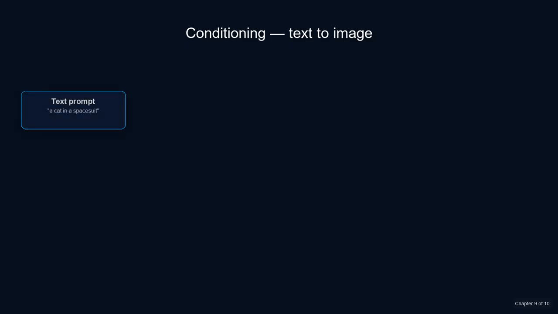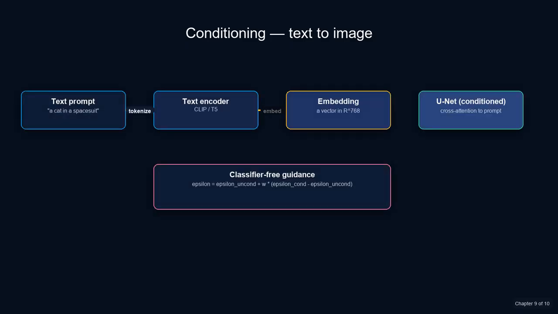To control what gets generated, the U-net accepts an extra signal. A text prompt runs through an encoder like CLIP, becomes a 768-dimensional embedding, and steers every denoising step via cross-attention. Classifier-free guidance runs the U-net twice, once with a prompt and once without, and amplifies the difference to lock the output onto the text.